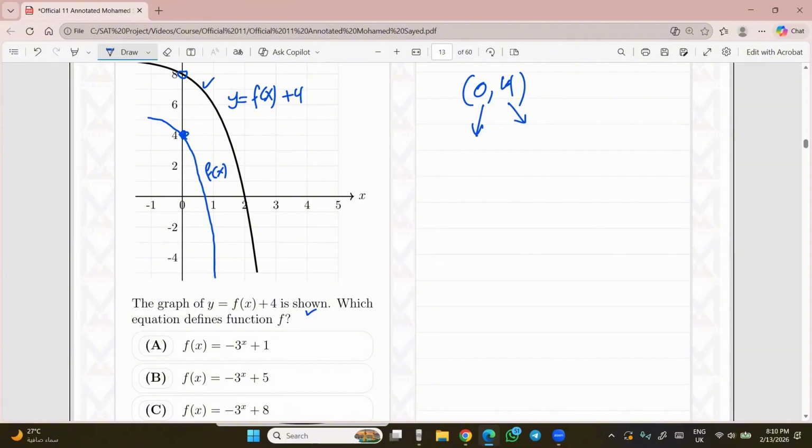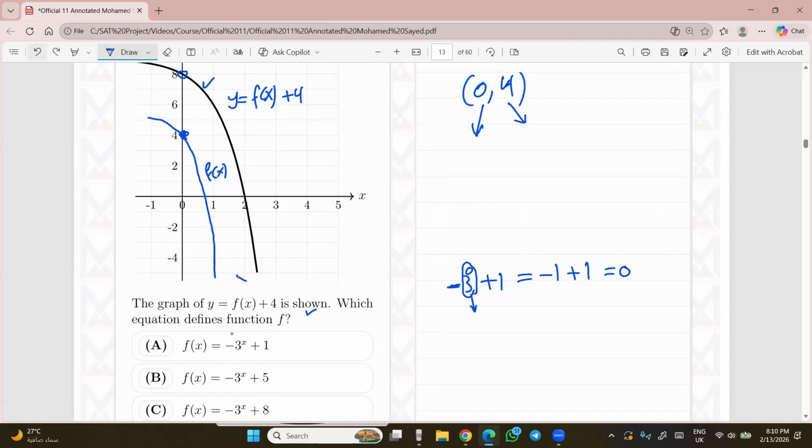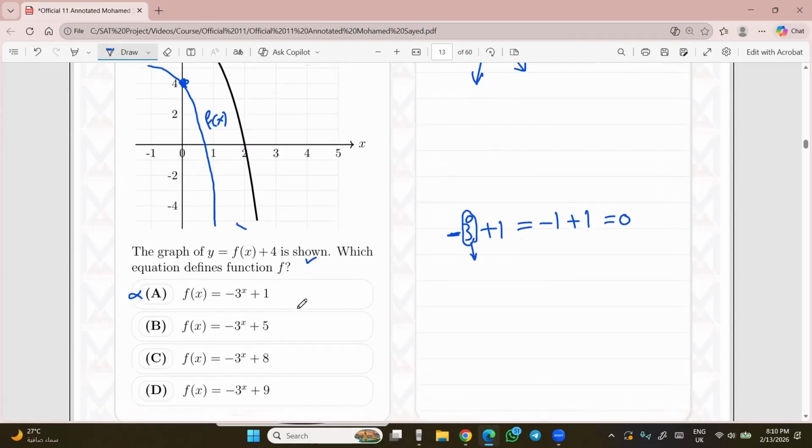If you do that, you can get the correct option. So let's check letter A. Negative 3 to the power of x, which is 0, plus 1. And this, guys, gives you 0. Why? 3 to the power of 0 alone is equal to 1. 1 times negative means negative 1, plus 1 is equal to 0. Not 4, which we are looking for, so A is incorrect.